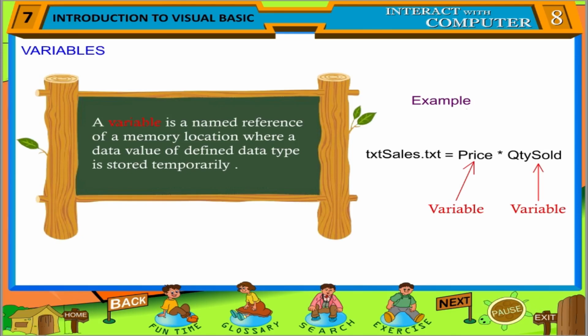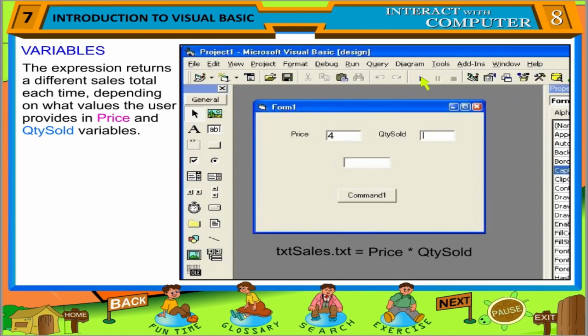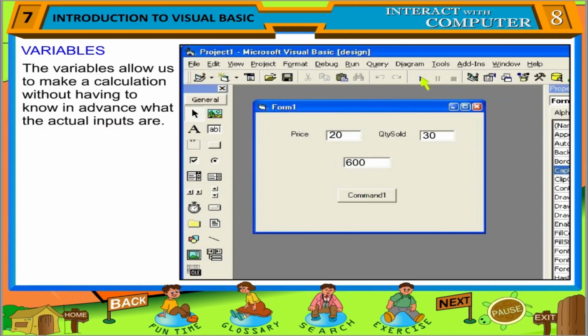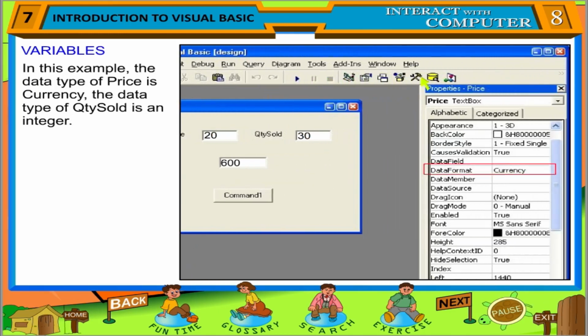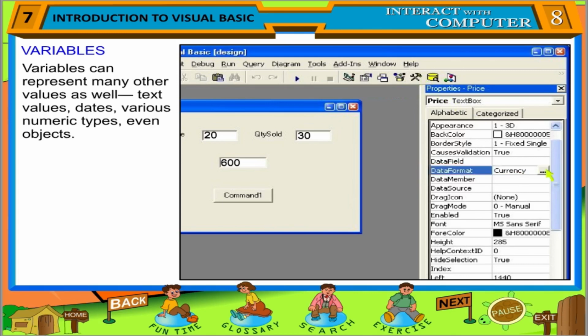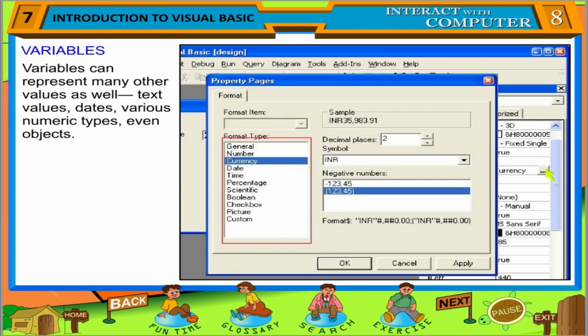Example: the expression returns a different sales total each time, depending on what values the user provides in the price and quantity sold variables. The variables allow us to make a calculation without having to know in advance what the actual inputs are. In this example, the data type of price is currency. The data type of quantity sold is an integer. Variables can represent many other values as well: text values, dates, various numeric types, even objects.